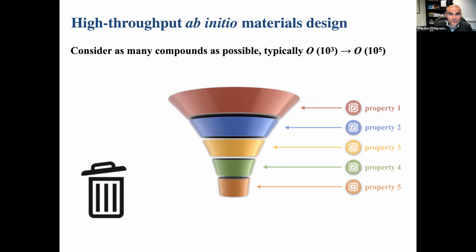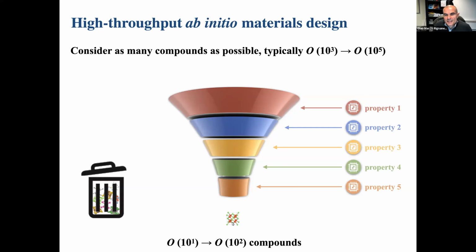So typically what you want to do is take something like 1,000 or 100,000 compounds and compute different properties that are supposed to be at a given value in order to satisfy the requirements for a given application. As you see, most of the materials don't satisfy all the criteria in terms of the different properties, and so they end up here in this dumpster. Some of the materials, say typically 10 to 100 of those, meet all the property requirements.